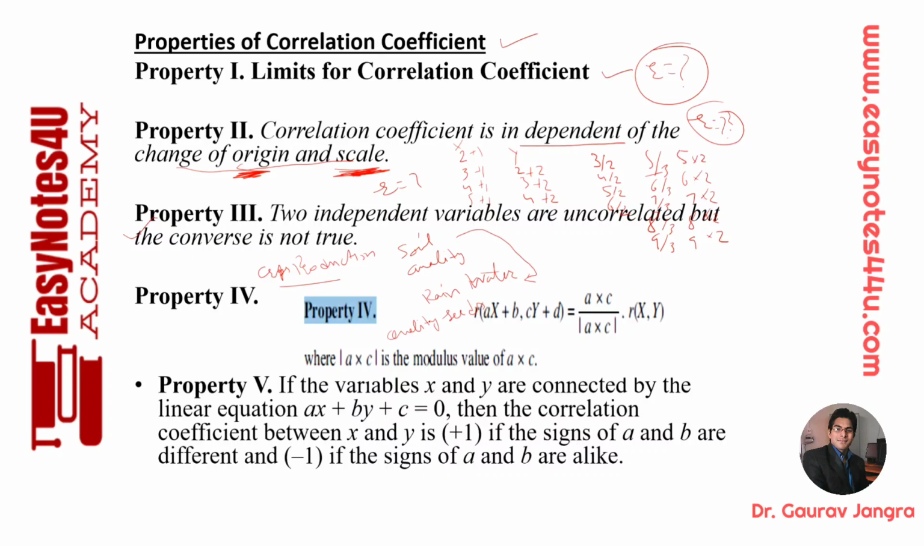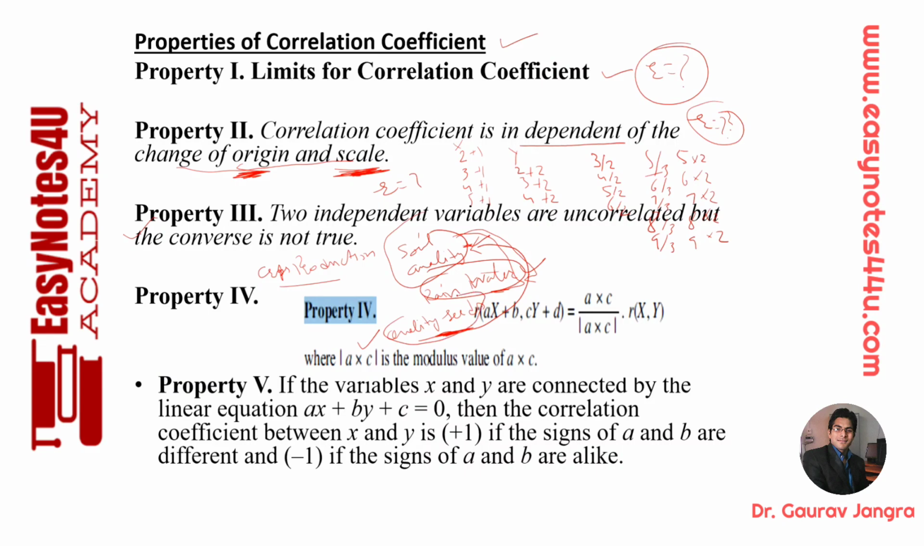But the converse is not true, meaning uncorrelated variables may be dependent. So these may all be dependent on each other. If the rainwater is good, then the soil quality will also be good for the quality of seeds. The quality of seeds will work only when there is proper soil quality and rainwater. So the quality of seeds is correlated with and depends on the soil quality and the rainwater.